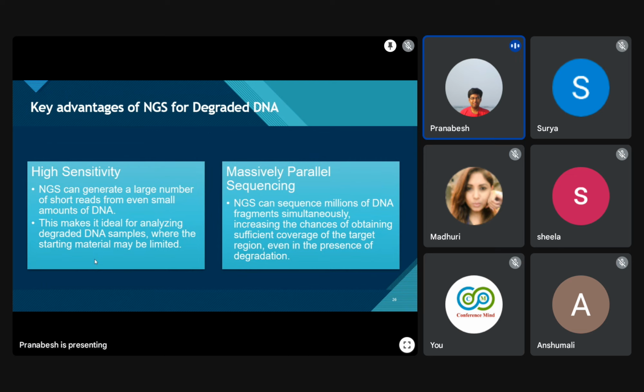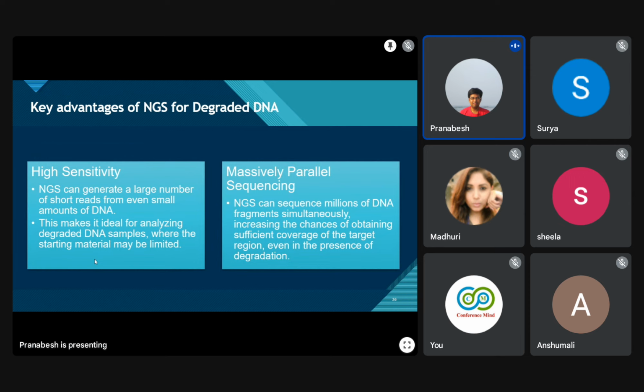So what about the key advantages of NGS for degraded DNA? As I already mentioned, in the forensic scenario, we are getting degraded DNA. The chance of getting degraded DNA is much higher in forensic science. So what about the advantages of NGS for degraded DNA?